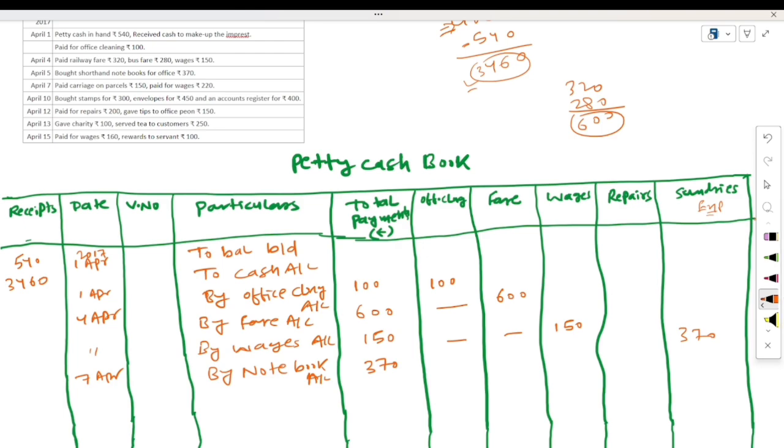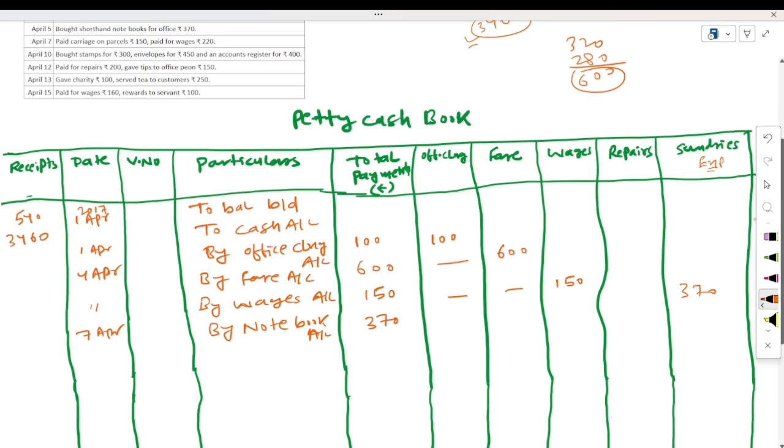Next, paid carriage on parcel, how much? 150. And for wages, how much? 220 on 7th April. Same date, by carriage account, how much? 150. For parcel, there is also no column. We will show it in the sundries column. And wages, here is a separate column, by wages account. How much was the wages? 220. Under the wages column, we will write 220.